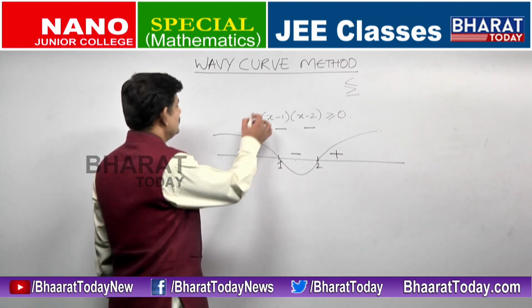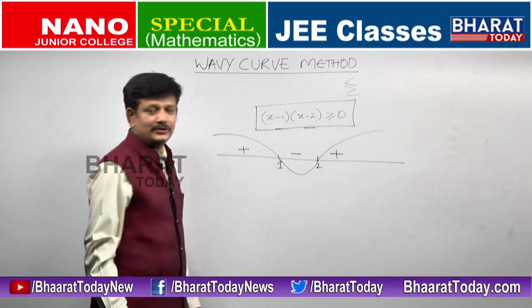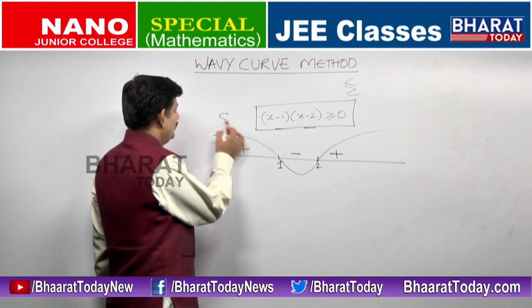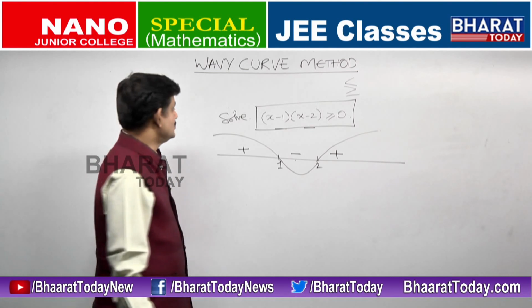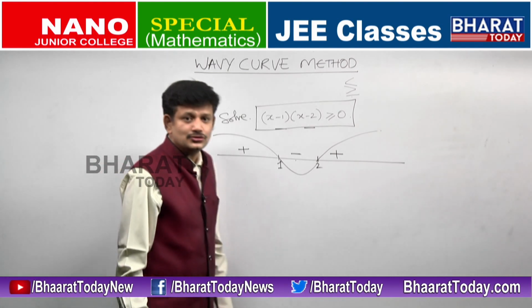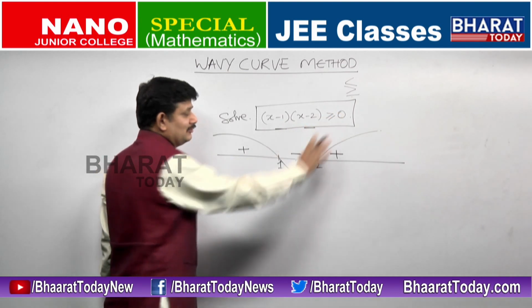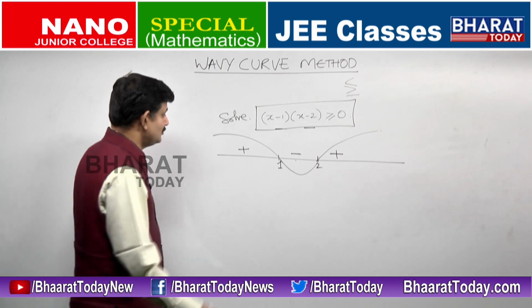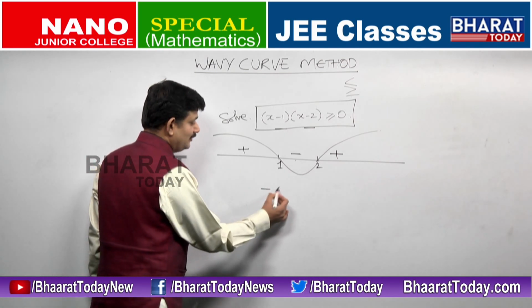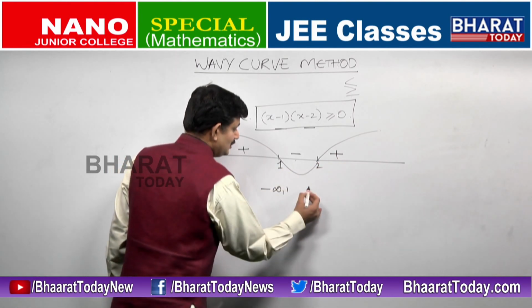Now what do we want in this question? In this question I want to solve for those values of x. The question is solve (x minus 1) into (x minus 2) greater than or equal to 0. So I have to solve for those values of x for which this expression is greater than or equal to 0. Now where is this expression positive, greater than 0? From minus infinity to 1, and then again from 2 to infinity.